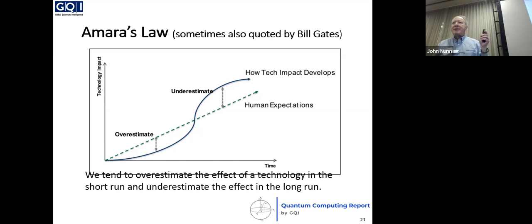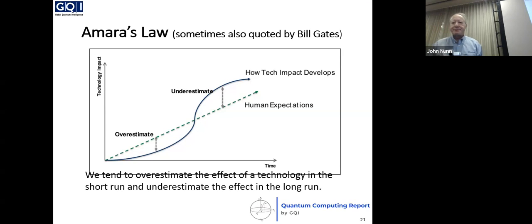So the thing I want to leave you with is Amara's law, which Bill Gates quotes, which is that we tend to overestimate the impact of a new technology in the short run. Again, you see a lot of people in the popular press saying, next year, quantum computing is going to change the world. It's not going to happen. We're still in more of the training, education, proof of concept mode. But over the long term, people tend to underestimate the impact of the technology.